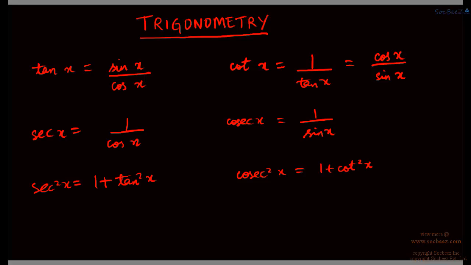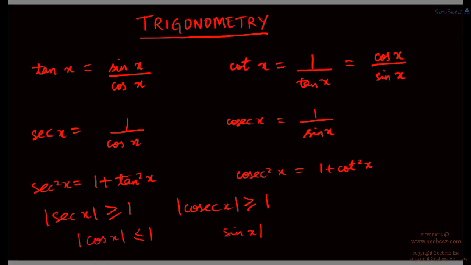Now since tan square x and cot square x are real values, they must always be positive. So we get that the absolute value of secant x is always greater than or equal to 1. And similarly, the absolute value of cosecant x is always greater than or equal to 1. Now, secant x is nothing but 1 by cos x, as you can see. So the absolute value of cos x must be less than or equal to 1, and similarly sin x. These are just the interrelations between the trigonometric functions.